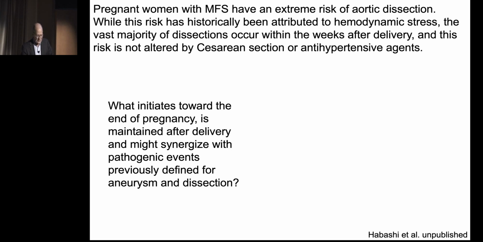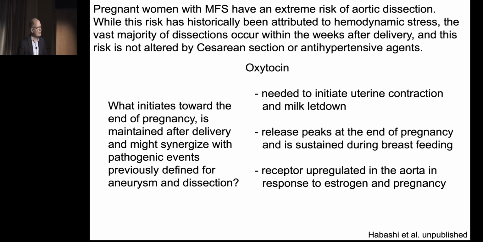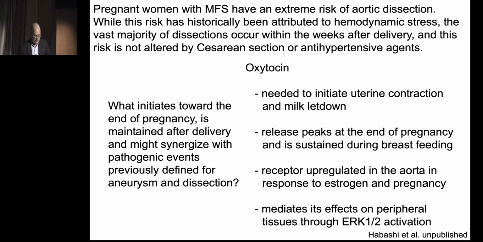The hypothesis that we came to was the hormone oxytocin, which is needed to initiate uterine contraction and milk letdown. Its release peaks at the end of pregnancy and is sustained during breastfeeding. And the receptor for oxytocin is upregulated in the aorta in response to both estrogen and pregnancy. We were particularly intrigued when we learned that the mechanism by which oxytocin stimulates peripheral tissues is through ERK activation.